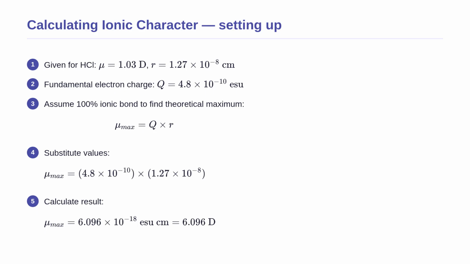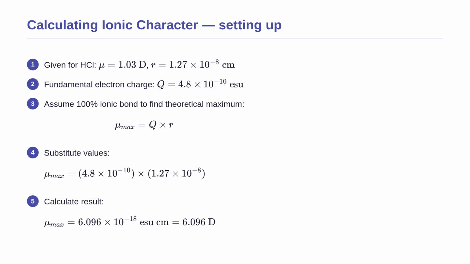Before we move on, let us see this with a concrete example. We will calculate the percentage of ionic character in a molecule of hydrogen chloride. We are given the experimentally observed dipole moment as 1.03 D and the bond length as 1.27 times 10 to the negative 8 centimeters. The fundamental charge of a single electron is 4.8 times 10 to the negative 10 electrostatic units. Our first step is to determine the theoretical maximum dipole moment, assuming a complete transfer of one electron.